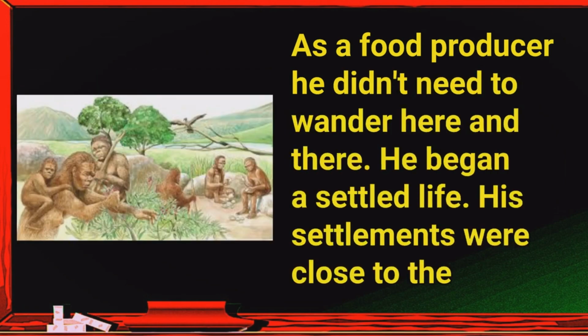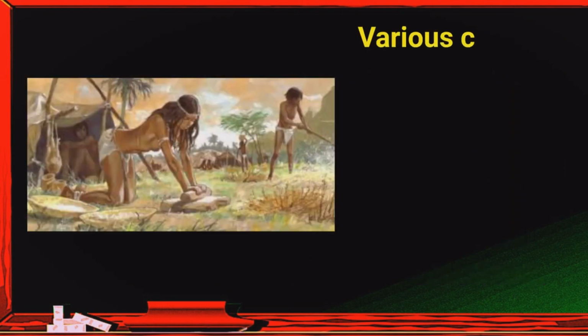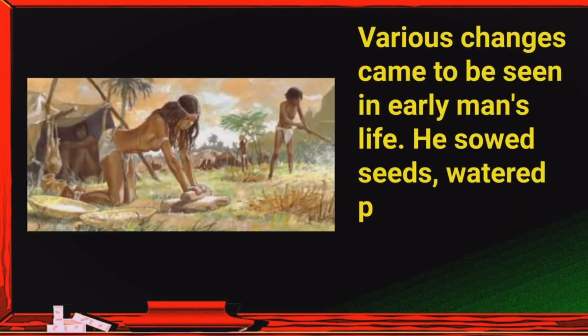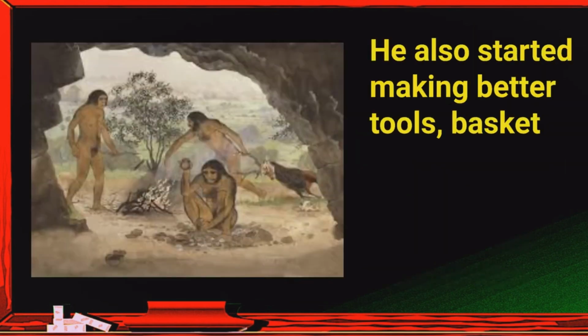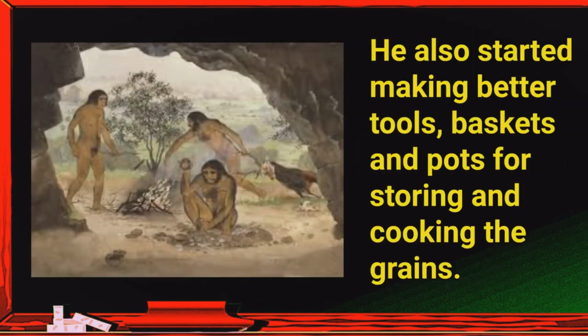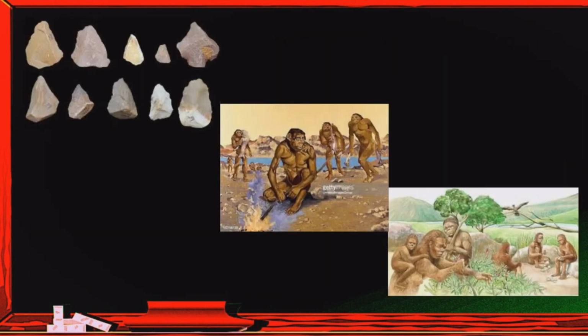As a food producer, he didn't need to wander here and there. He began a settled life. His settlements were close to the rivers. Various changes came to be seen in early man's life. He sowed seeds, watered plants, and waited for the grains to ripen. He also started making better tools, baskets and pots for storing and cooking the grains. These are the important points about this chapter, so you all listen and remember these points.